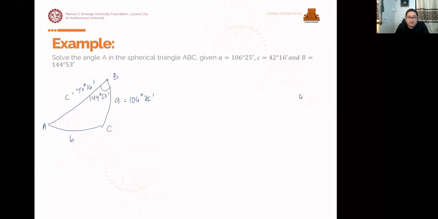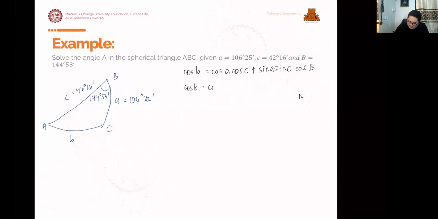So again, mas governing yung side natin. So, ang mas magandang gamitin is si cosine law. And then, gamitin natin is yung cosine law for sides. Okay? So, yung cosine law for sides, dapat meron tayong given nung opposite side and nung corresponding angle niya. So, dito, ang opposite side natin ay si B. Okay? And ito si angle niya. So, pwede natin gamitin yung formula na cosine of B is equals to cosine of A, cosine of C, plus sine of A, sine of C, then cosine of capital B. Okay? Then direct substitution lang tayo.